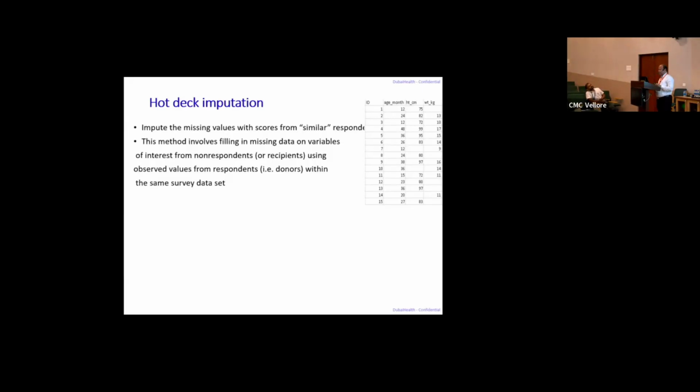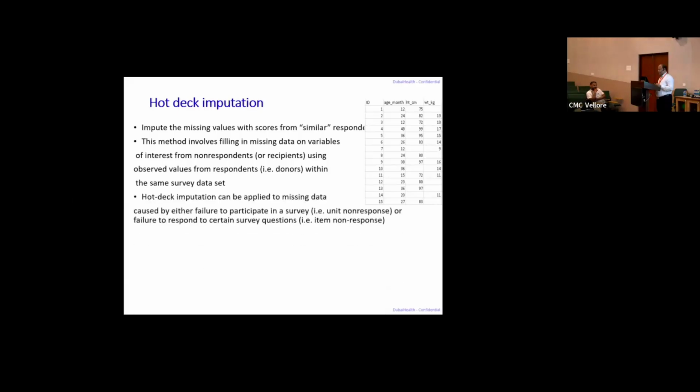So this method involves filling in missing data on variables of interest from non-respondents using observed values from respondents within the same survey data set. Identifying that same person is a difficult process when you have a large volume of data. You have to put a lot of if conditions to select those patients. I would go for the regression method in such situations. This method is also difficult to handle in longitudinal studies. Similar person, similar is the word, which is very difficult to look at.